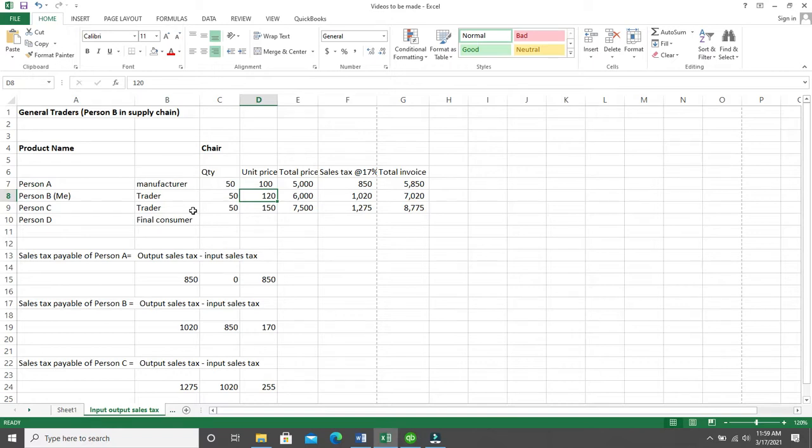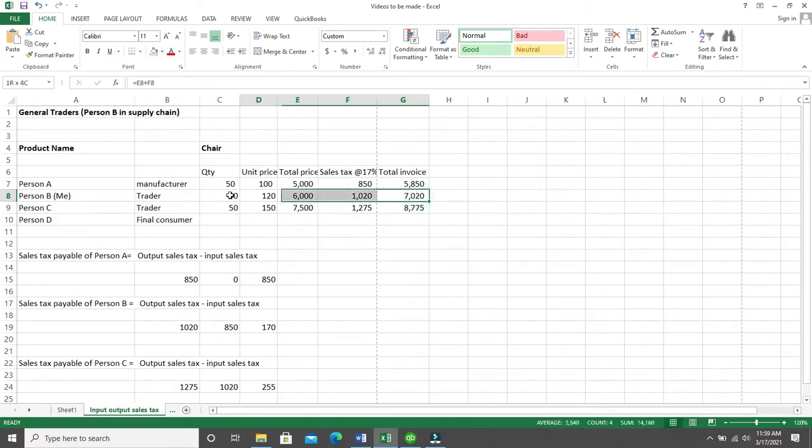So I am selling this product, 50 quantity. I have set a unit price of 120. My total invoice is 6,000 excluding sales tax, and I shall charge the sales tax at the rate of 17%, which comes to 1020, and my total invoice is 7020.